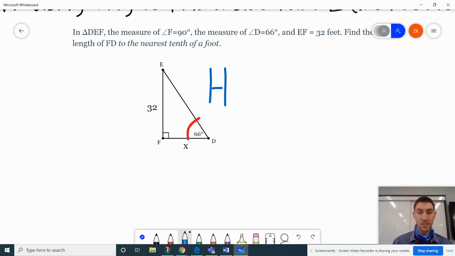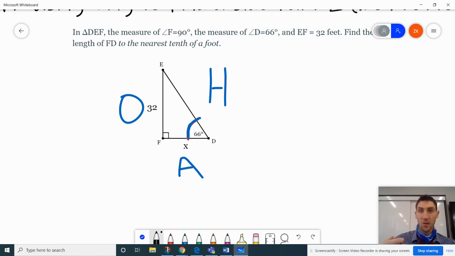Next, we want to find the opposite side. So refer to this angle, the 66 degrees. The opposite side is, again, the one side that does not touch that angle. So that would be 32. The remaining side, the adjacent, is going to be the one that touches the angle.